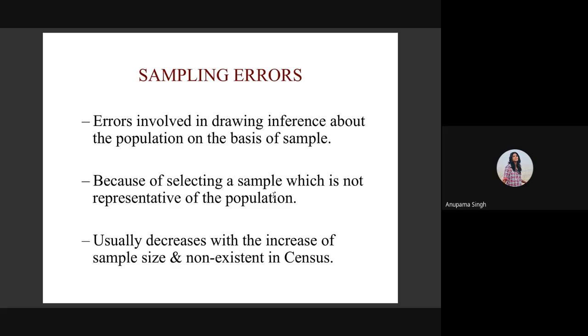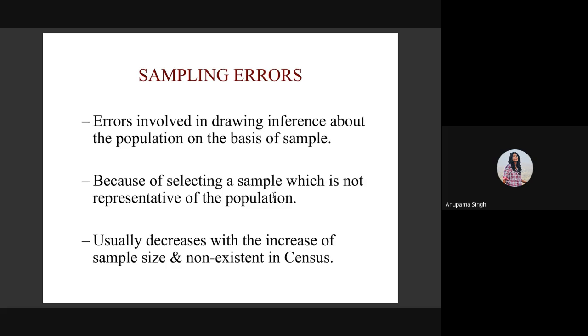Sampling error usually decreases with the increase in sample size, and is non-existent in a census. We all know the census is the complete enumeration process. So when we are talking about census, it is clear that we are taking information from each and every individual of a geographical area. In that case, obviously the sampling error does not exist. Sampling error is small when the sample size is big.